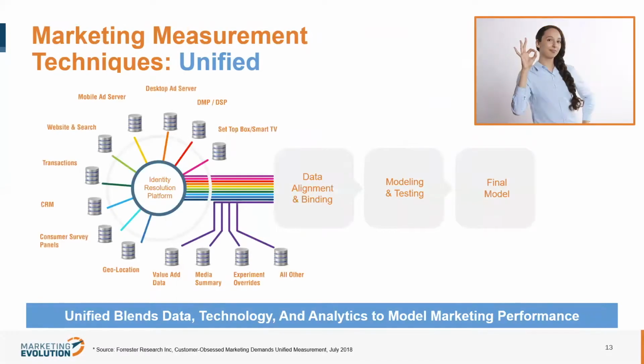Ultimately, unified is blending of data, technology, and analytics for overall marketing performance. The concept is pretty simple from a standpoint, obviously difficult in execution, but from the concept standpoint, you're taking in person level data and mapping it back to an individual for the entire universe of their media impressions. So I'm taking in things like smart television data.